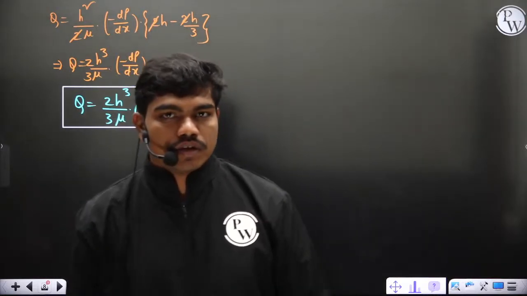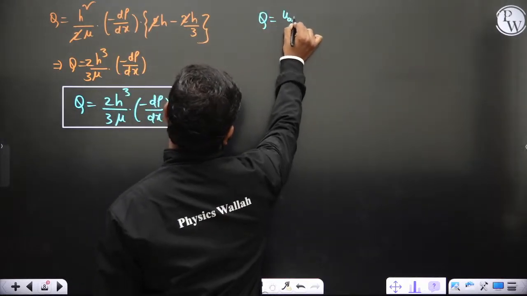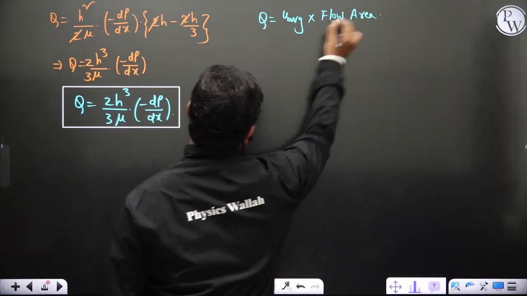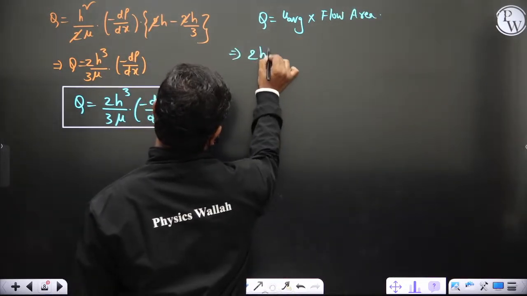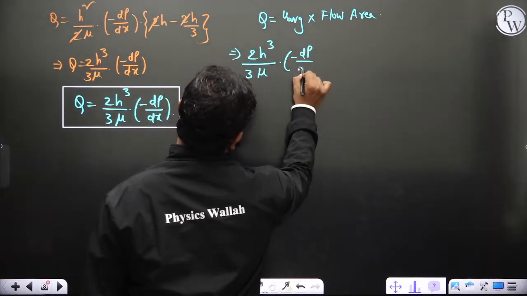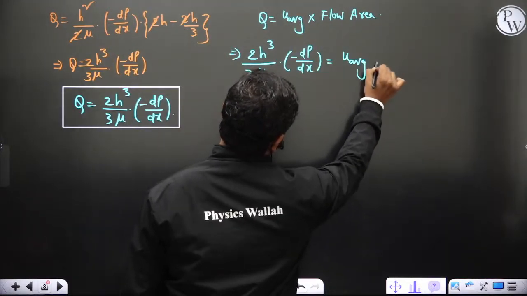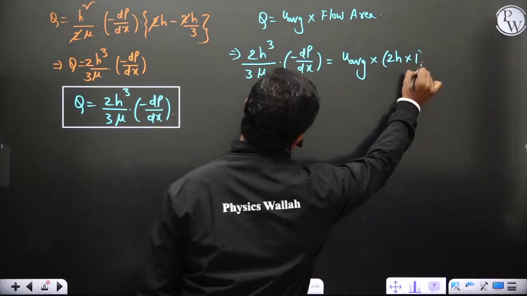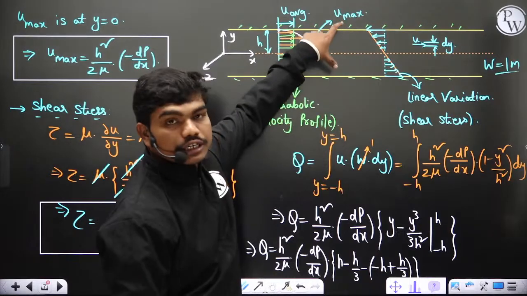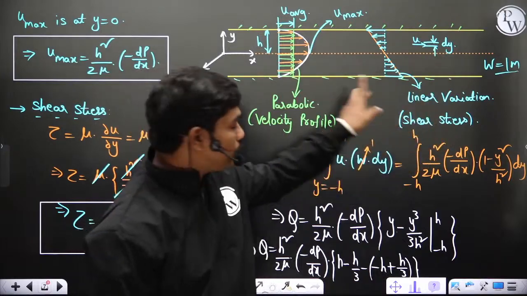Okay, fine. Now, what is average velocity? Q is equal to U average into flow area. So discharge is 2h cube by 3 mu into minus dp by dx, equal to U average, which we don't know, into flow area 2h into 1, correct? Because at any given point the area of cross section for the flow is 2h multiplied by width, and the width is 1, so 2h into 1 is the flow area.